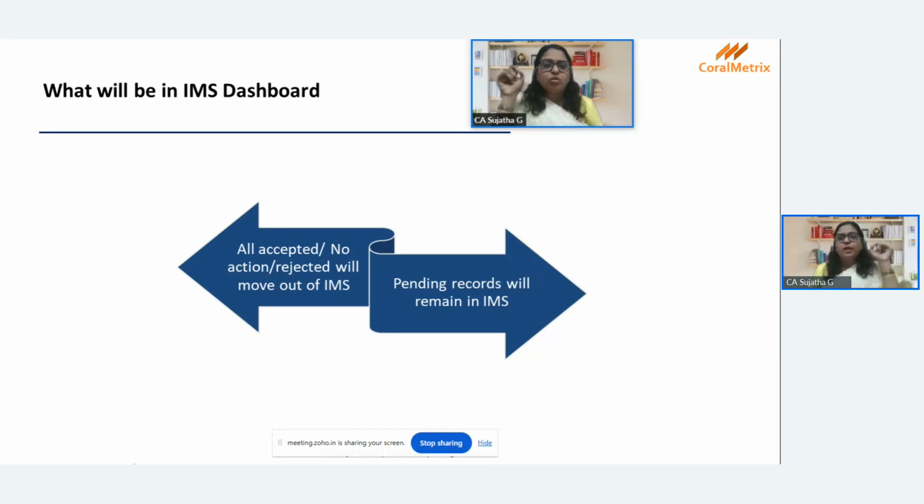GSTN also has issued an advisory note saying in case you have erroneously done something in IMS, how it needs to be rectified, how it has to be corrected. Those FAQs are also released. Probably you can go through them when you have time.